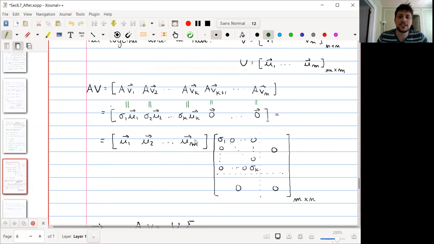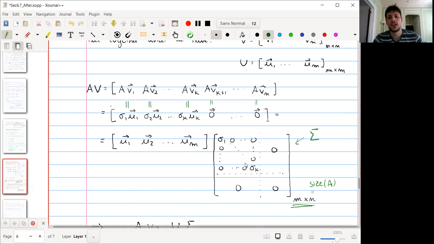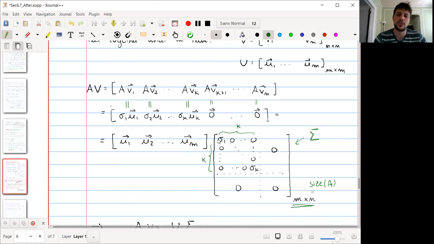So now I'll write that in the following way. I'll define a matrix here. I'll call it sigma. The size of sigma will be the same as the size of A. But sigma will have one block up here that looks diagonal. We'll put a K by K block in here where there are the singular values on the diagonal and zeros elsewhere. If you do that, and you try to multiply these two matrices together, what you're getting is exactly the matrix that we wrote up here.